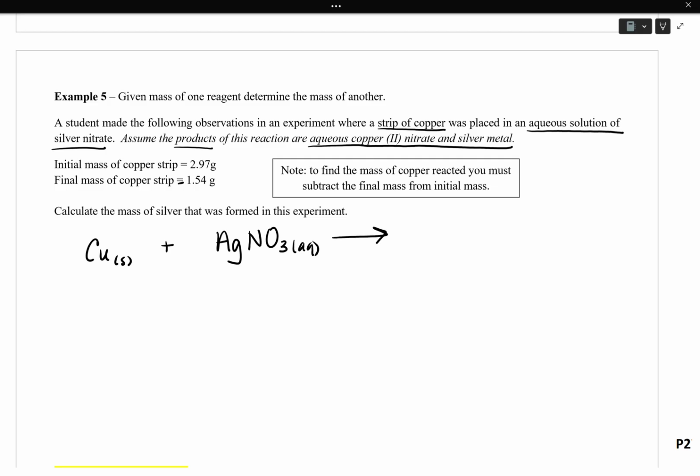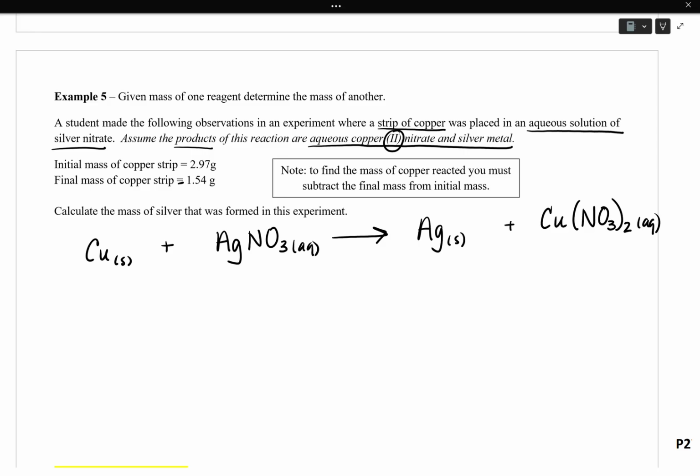We are going to have a single replacement reaction occur. So the copper is going to swap out with the silver. Silver is now going to come out of solution and become solid, and our copper is going to replace it with the nitrate. Remember, they told us this copper is copper 2, so we're going to use Cu2+. That's going to make our compound Cu(NO3)2, and they tell us that it is aqueous.